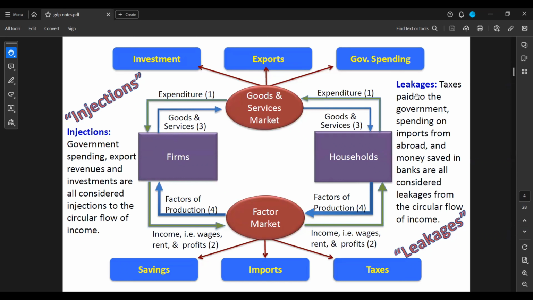Injections and leakages. Government spending, export revenues, and investments are all considered injections to the circular flow of income. Leakages: taxes paid to the government, spending on imports from abroad, and money saved in the banks are all considered leakages from the circular flow of income. So anytime the government gets involved, as well as the banking sector or the foreign sector, there will be injections and leakages present.